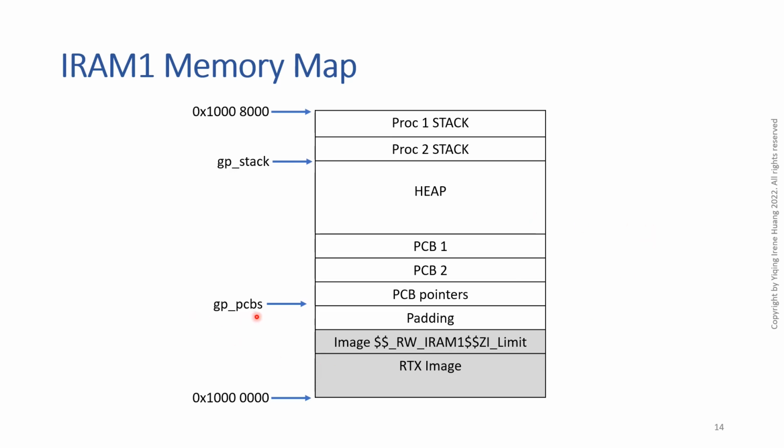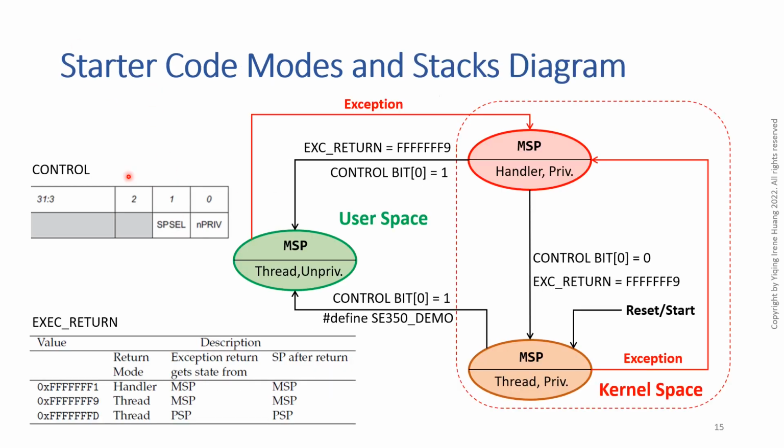So the gp_PCBs, a global variable, points to the PCB array, and the gp_stack points to the stack. This one basically means going down. These are the free space you can use for new stacks. We've already seen this diagram in the first tutorial where we went through the exception handling mechanism.